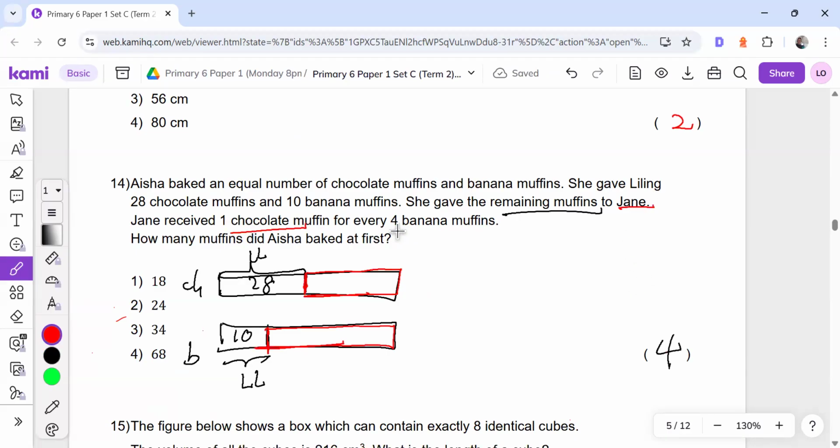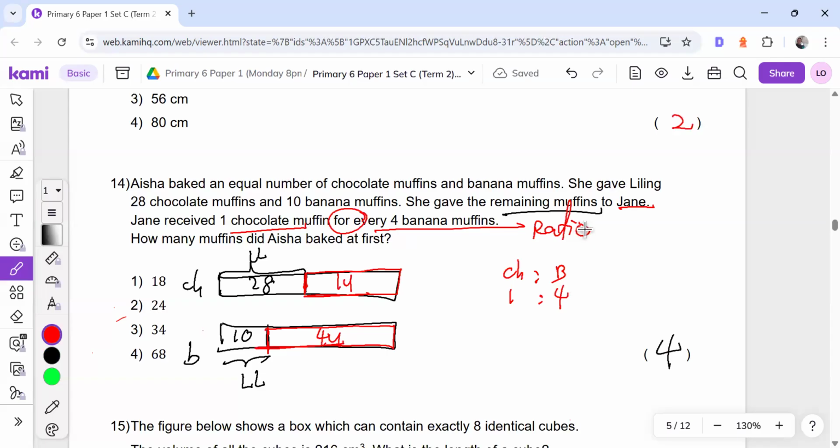Jane received one muffin for every 4 banana muffin. There's a method here. You see the words 1 for every 4. The method is ratio. Ratio method. 1 for every 4. What is that? 1 is to 4. So 1 chocolate muffin is to 4 banana muffins, and I can call it 1 unit is to 4. Chocolate 1, banana 4. 1 for every 4 banana muffins.